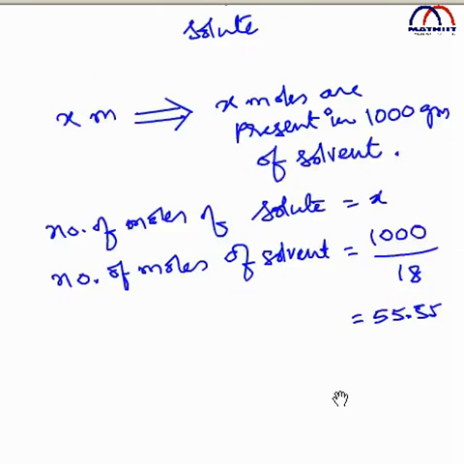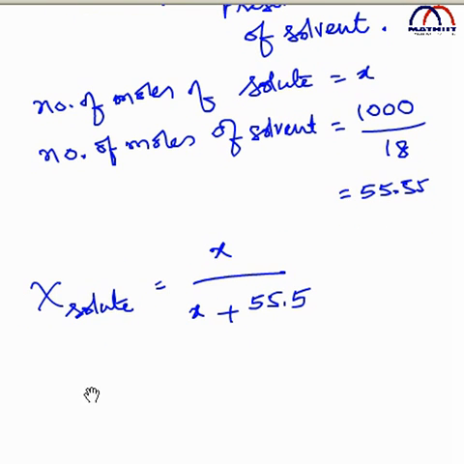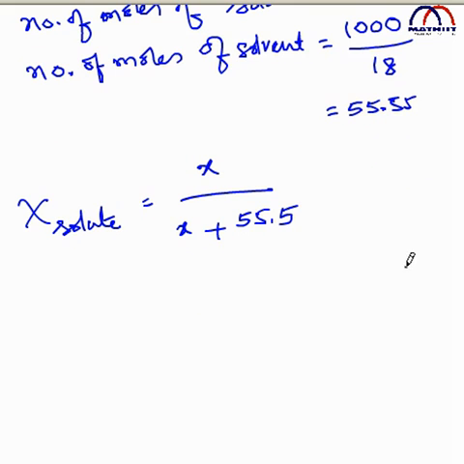Now if you want to get the mole fraction of solute, I can take x, the number of moles of the solute, which is again x, and 55.5 is the number of moles of the solvent. Now in place of x, I can directly write the molality, since that is nothing but the number of moles. So I can take molality plus 55.5.